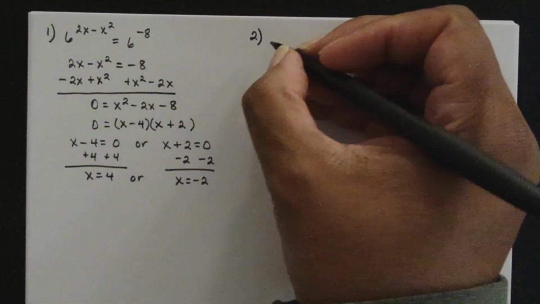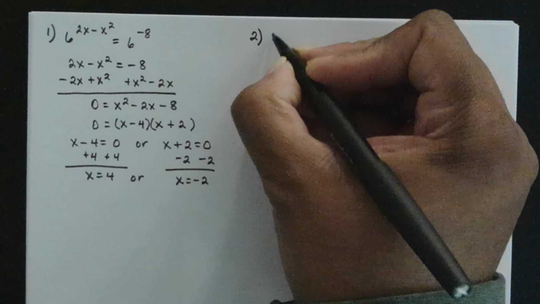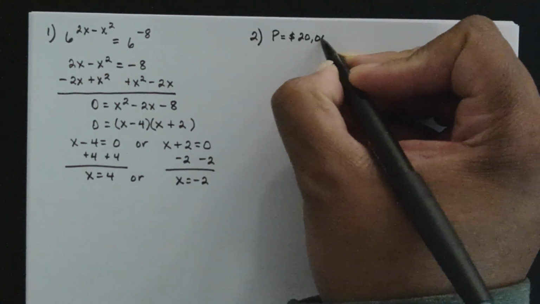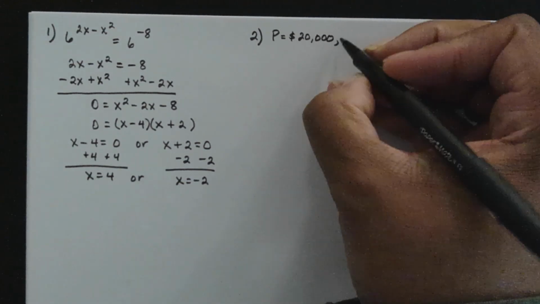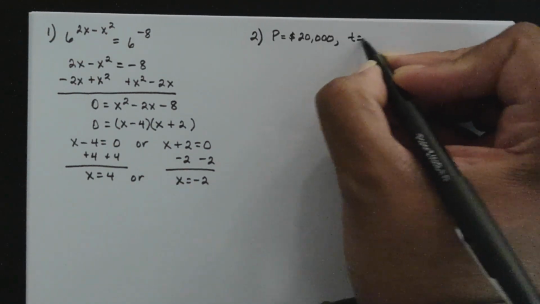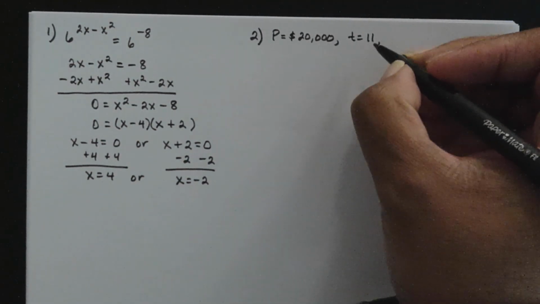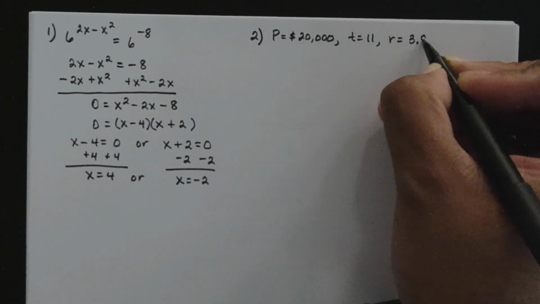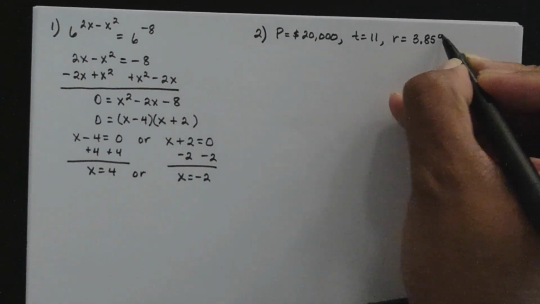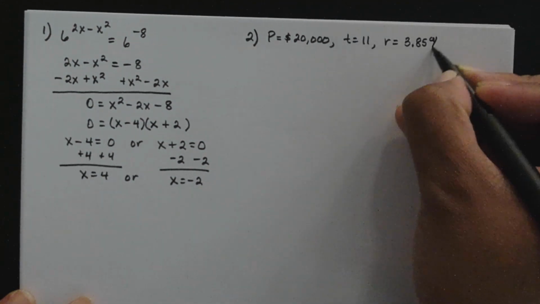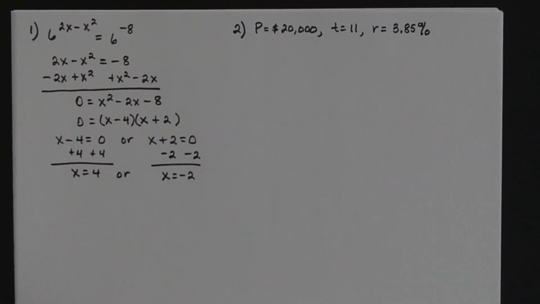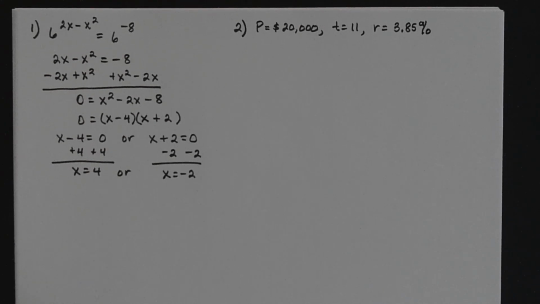So here's what we have. We have a $20,000 investment, that's P, for 11 years at an annual interest rate of 3.85%. And we are told that it is compounded continuously.